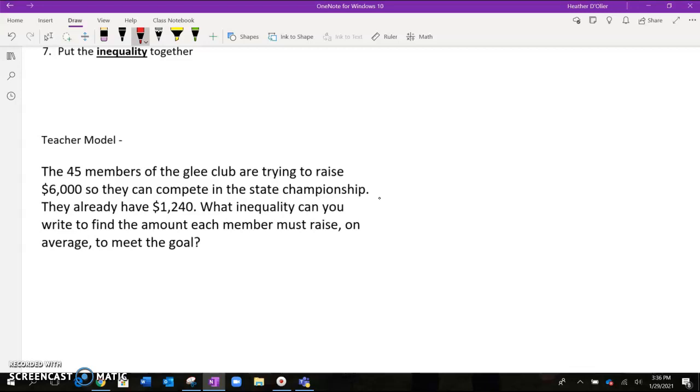Okay, so I went through it, I read it once. Now I'm going to annotate. 45 members, that's important. They're trying to raise $6,000 is their goal. So that they can compete. They already have this. So this is what they're starting with. And then what inequality can you write to find the amount each member?